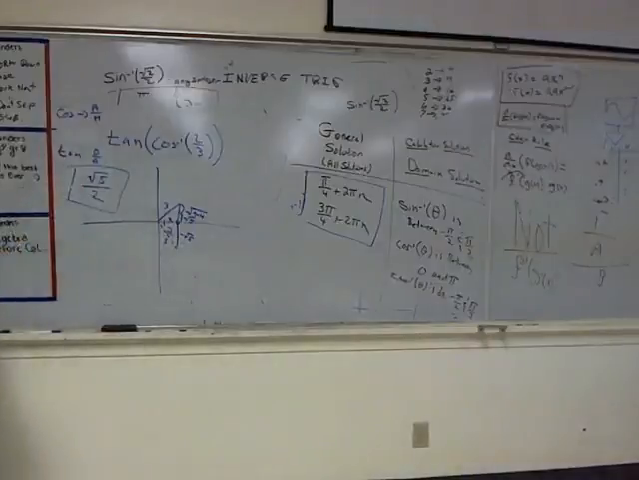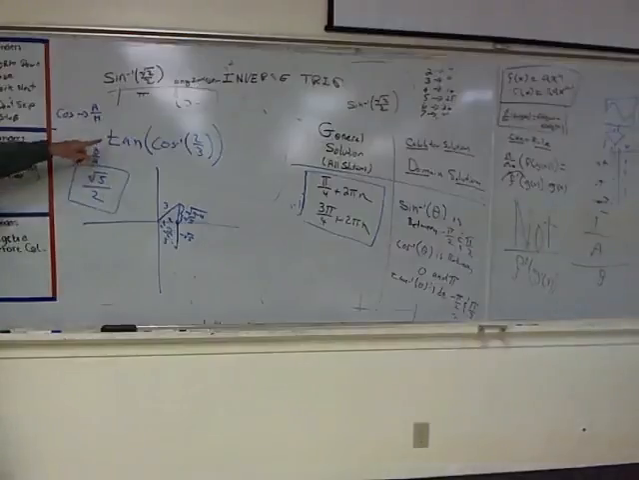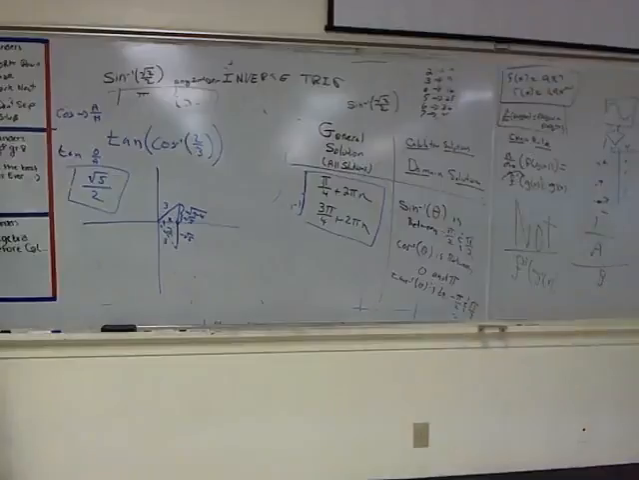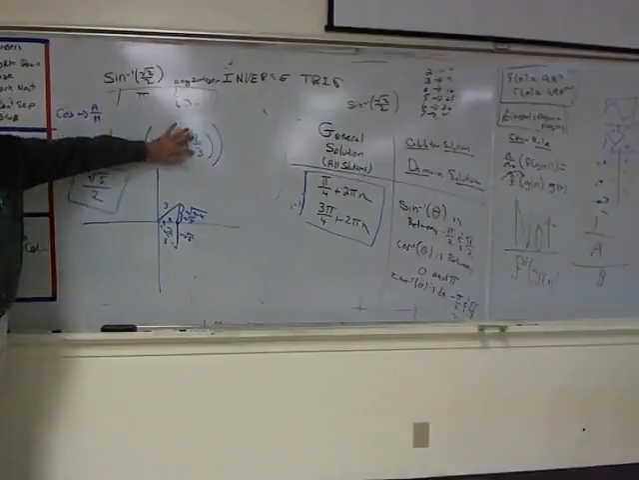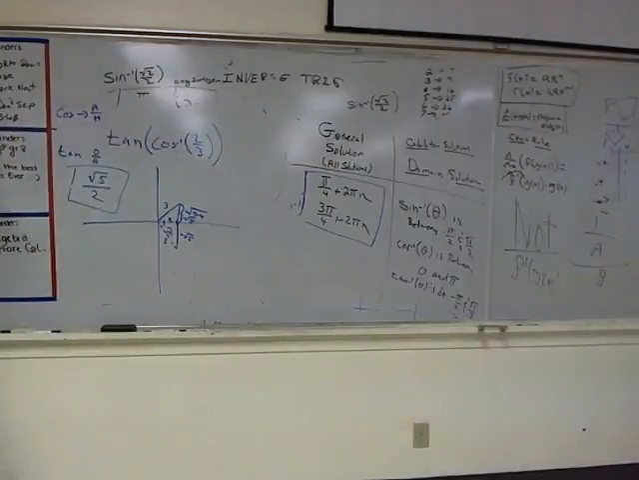So what does the domain tell you it has to be? This is the point. So 3 pi over 2 is good, but it's not in the domain. What is in the domain? Minus pi over 2.